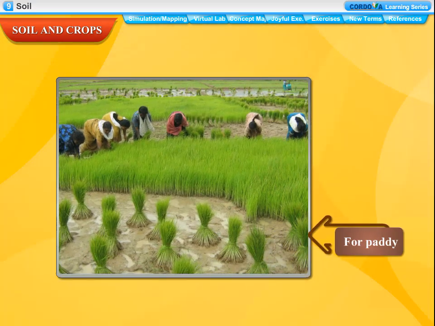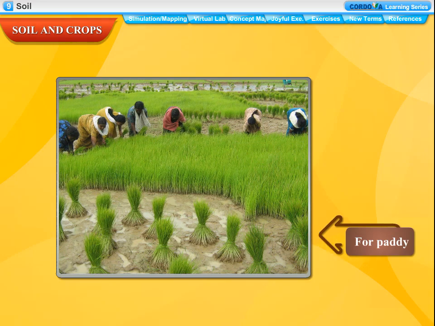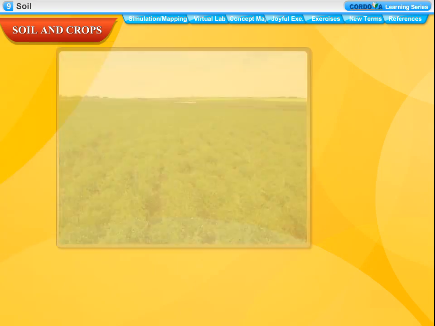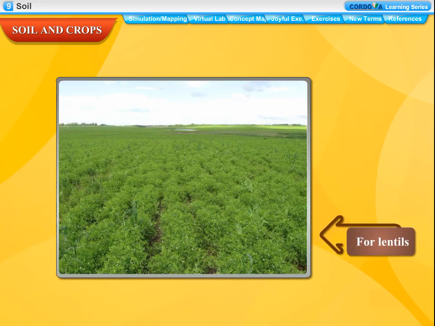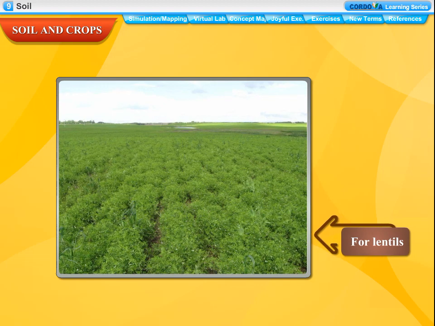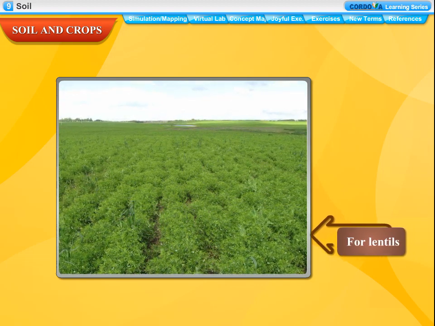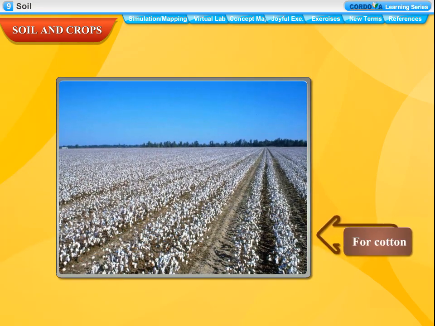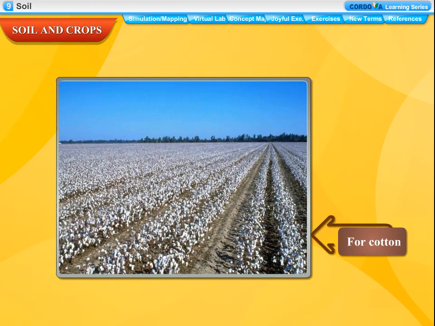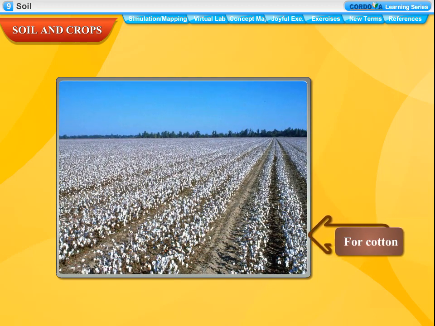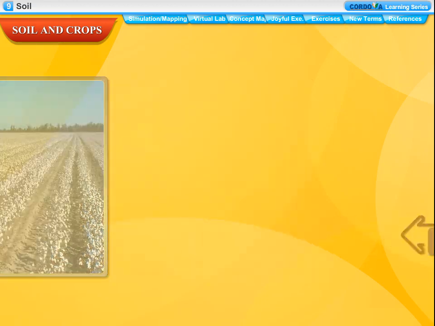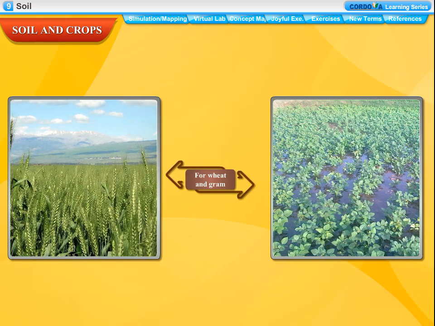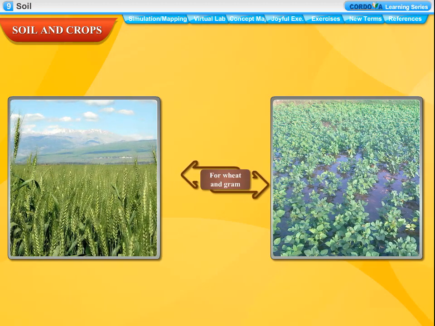For paddy, clay soil having a good capacity to retain water are required. For lentils, masoor, and other pulses, loamy soils which drain water easily are required. For cotton, sandy loamy or loamy soil which drain water easily and can hold plenty of air are required. For wheat and gram, clay and loamy soils good at retaining water are required.